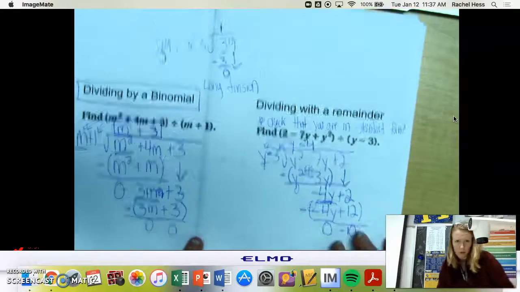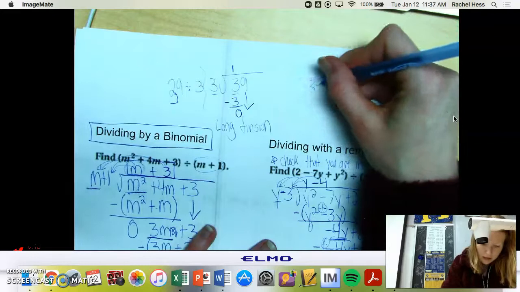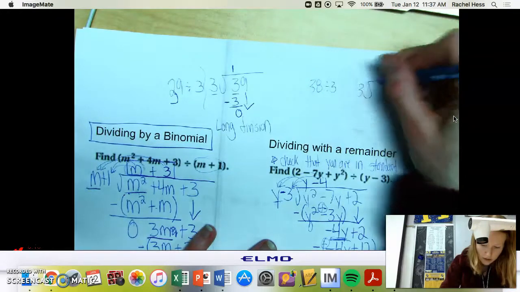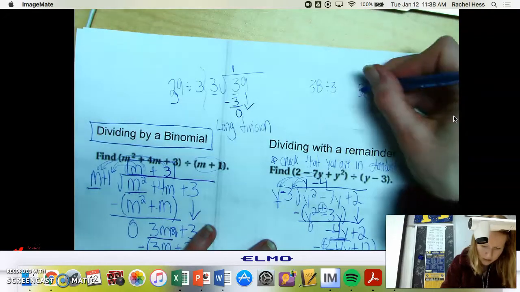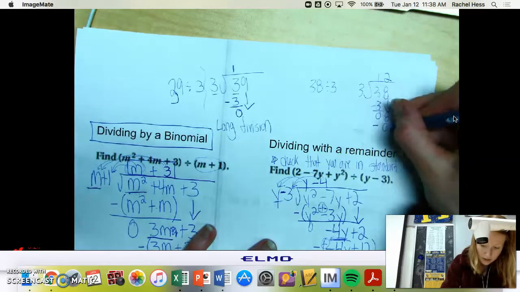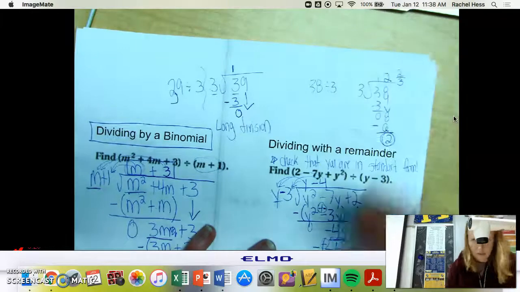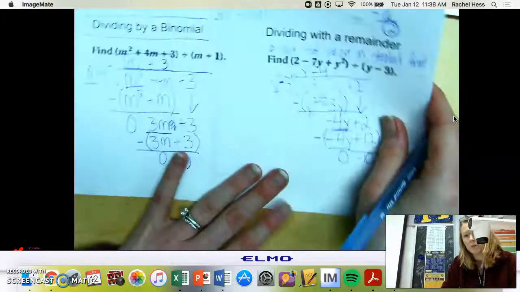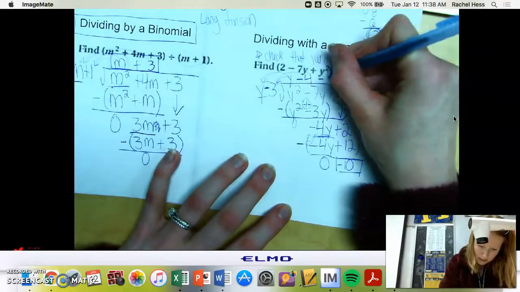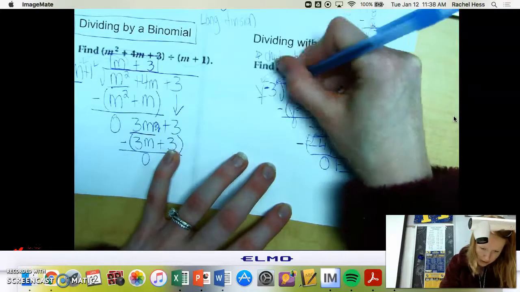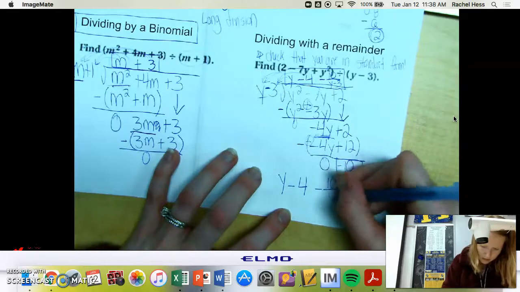So if you recall from a question like up here, if I were to do like 38 divided by 3, we would have 3 goes into 38 once, drop down your 8, right? And 3 goes into 8 twice, so minus 6. My remainder was 2. If you guys remember, we had to take our remainder and divide it by our divisor. The same thing happens with polynomials. We take our remainder and divide it by our divisor, y minus 3. So that final answer should be y minus 4 minus 10 over y minus 3.